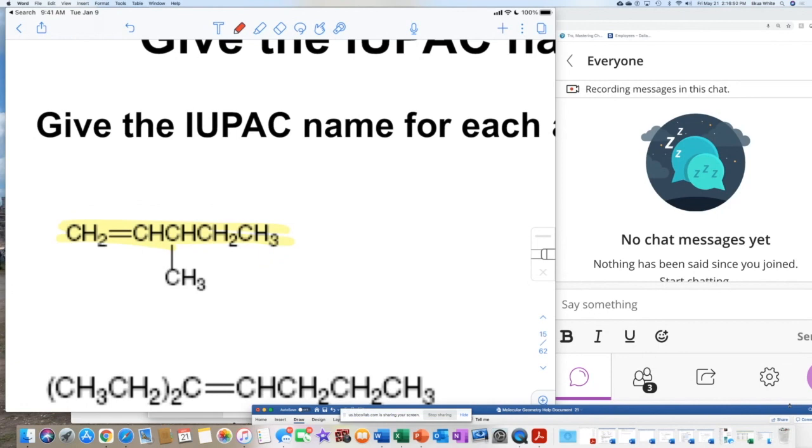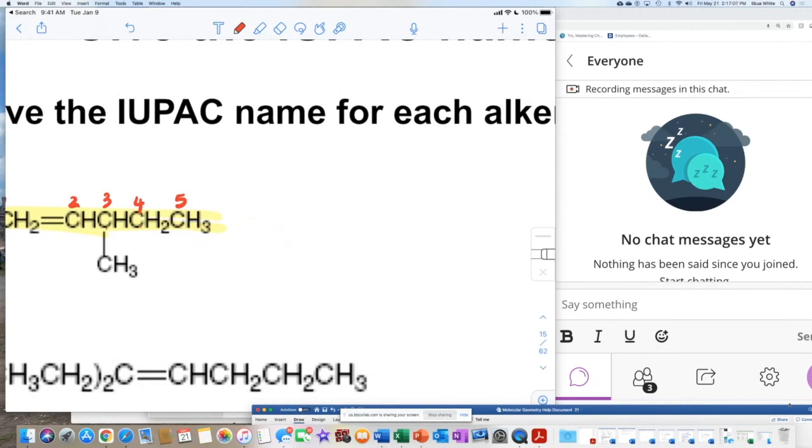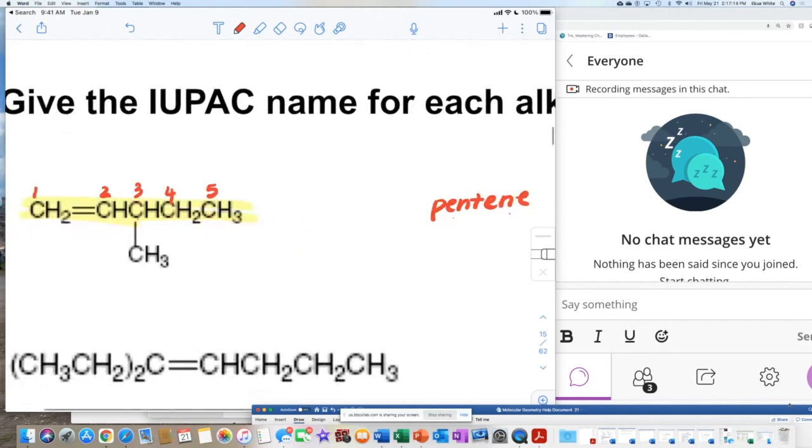I will number from my left because my double bond is closer to the left. So 1, 2, 3, 4, 5, right? Okay, so if I have 5 carbons and this is a double bond, that should be pentene, right? 5 carbons with a double bond. Where is my double bond placed? It's attached first to carbon 1. So I'll put 1-pentene. I'm about to write something else in front of it, so I'm going to just put the dash there, okay?